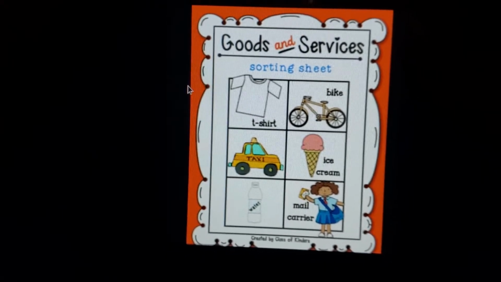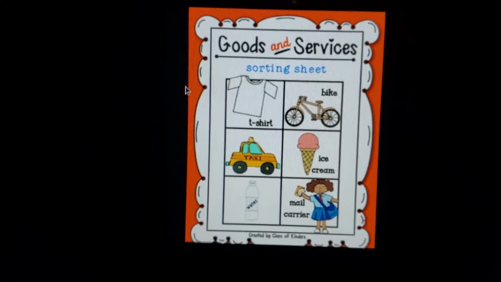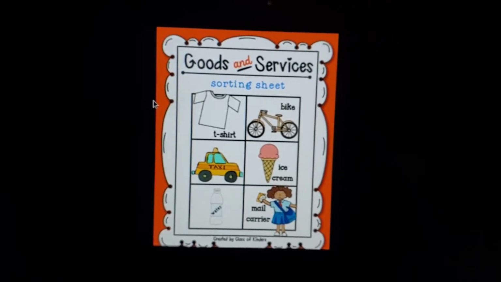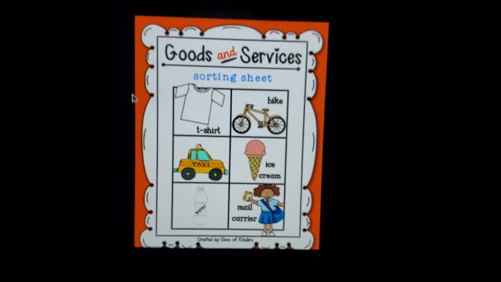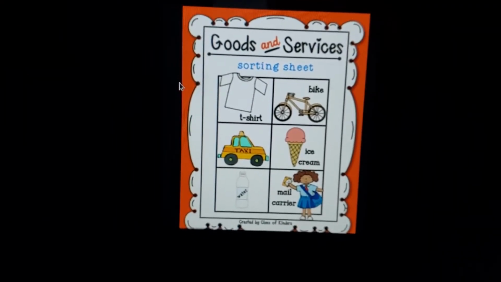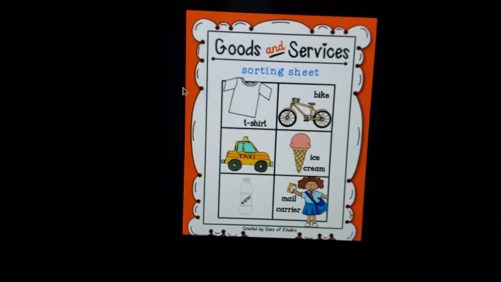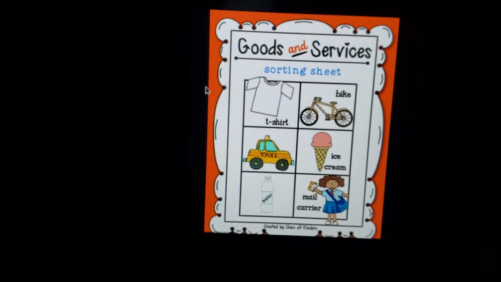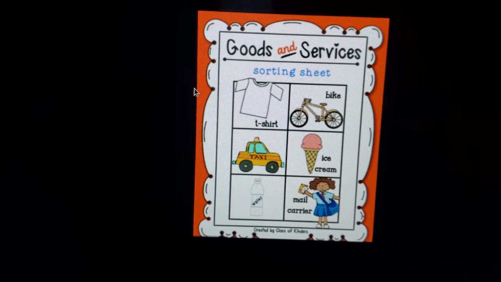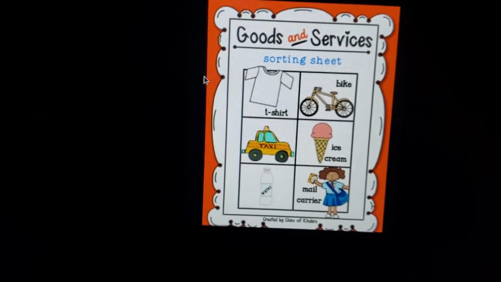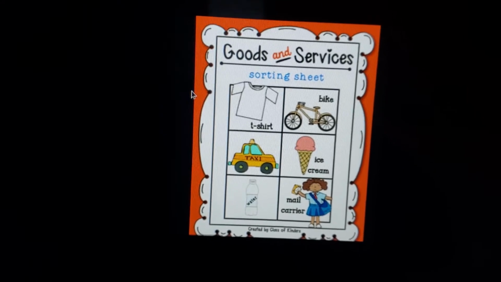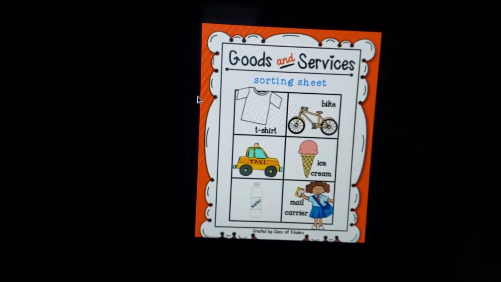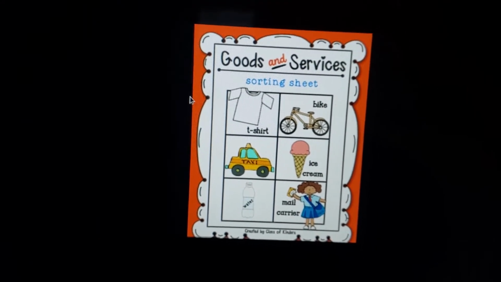It's Miss Collier again. This is an example, or a mini lesson, of goods and services. I'm going to walk you through to show you how you can identify, or tell, the differences or examples of what they are. Right here is an example of a sorting sheet you'll see later on. There are examples of goods and services.